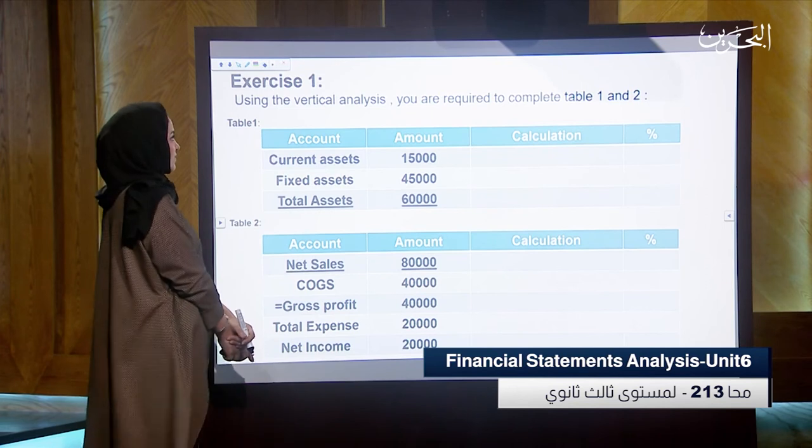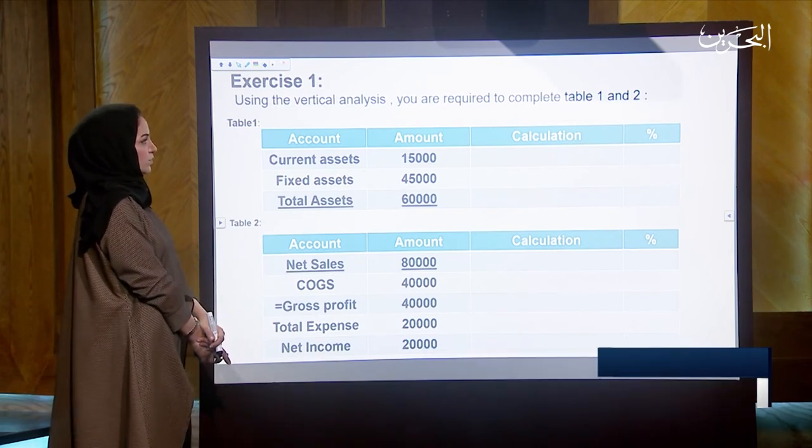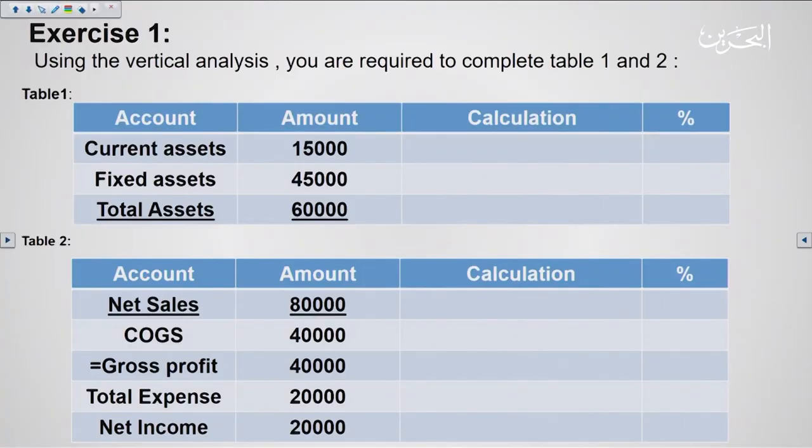Okay, let's solve exercise one. Using the vertical analysis, you are required to complete table one and two. Table one has current assets and fixed assets, so it's assets data, so it is the balance sheet. The rule for the balance sheet says any item of assets divided by total assets. Okay, let's start solving the question.